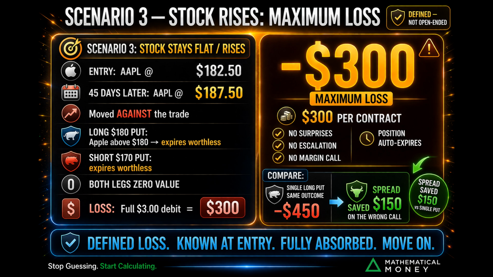Compare to a single long put. If you had bought the 180 put at 4.50, the same scenario produces a 4.50 loss, or $450, which is $150, 50% more than the spread. The bear put spread trader absorbs $150 less on the wrong outcome. Over multiple trades across a full year, the capital preserved on losing trades is what separates consistently profitable options traders from those who chase single-leg premium.